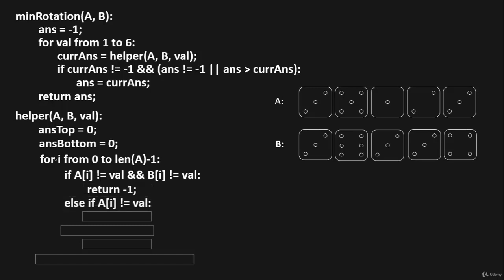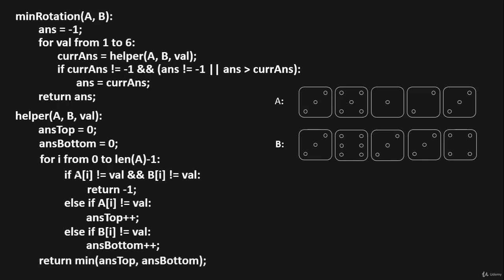If we see the value exists in the domino, then we will check if the value does not exist in the first array, then we will increase answerTop by 1. If we see the value does not exist in the second array, that means in the array B, then we will increase answerBottom by 1. Okay, at the end of the for loop, we will have the minimum number of rotations we can make between the two arrays, and we will return the minimum of answerTop and answerBottom.